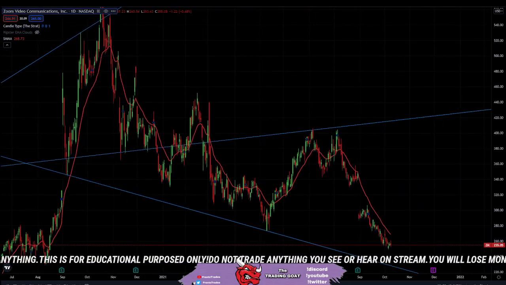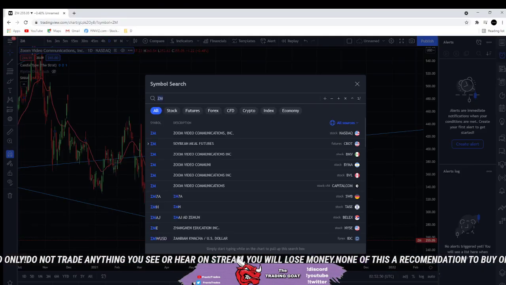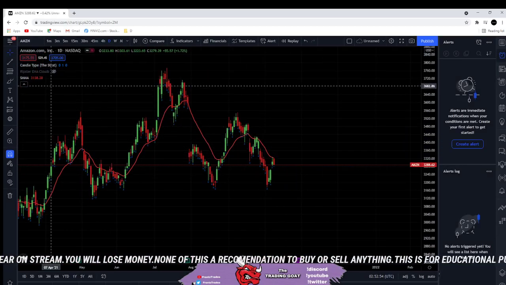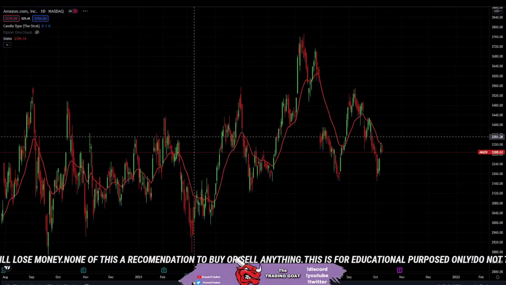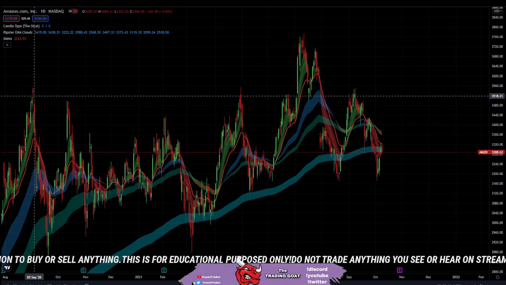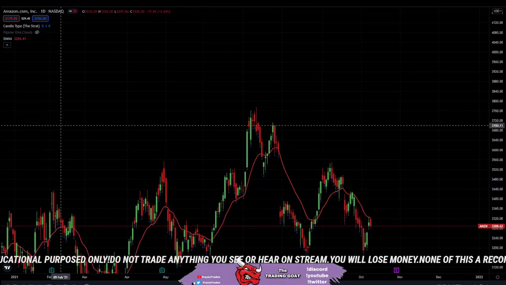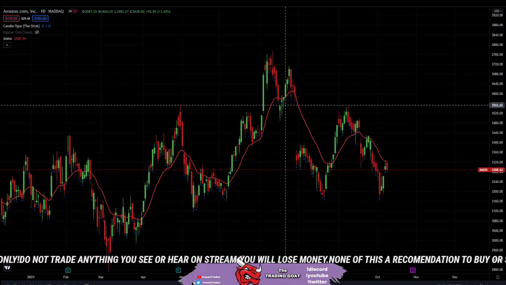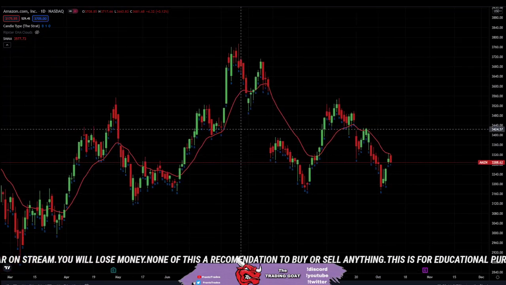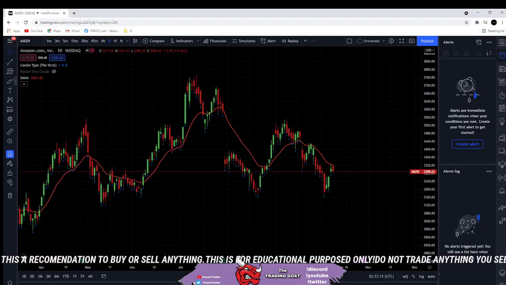So let's go to Amazon. I don't have the EMA clouds on here, just because it looks like this. It's basically a lot. I use the EMA clouds on TOS. It looks way different. This is as puffed out on TradingView. But you can use it with smaller time frames. That's a good thing.